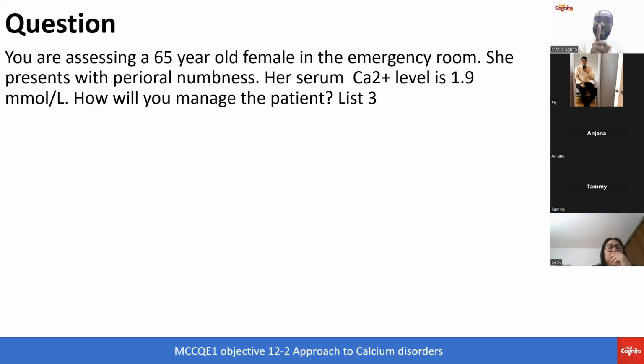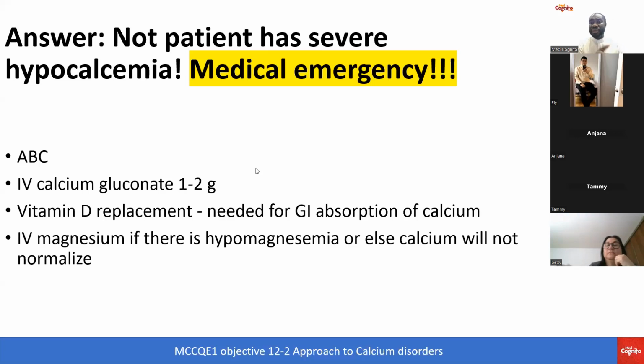Symptomatic. Why? Because the patient has developed perioral numbness. So perioral numbness in the context of hypocalcemia, what did the objective tell us to do? We should give IV what? Calcium. So the question is, how will you manage this patient? One of the things is the patient is symptomatic. First and foremost, I want to check the airway, breathing, and circulation.